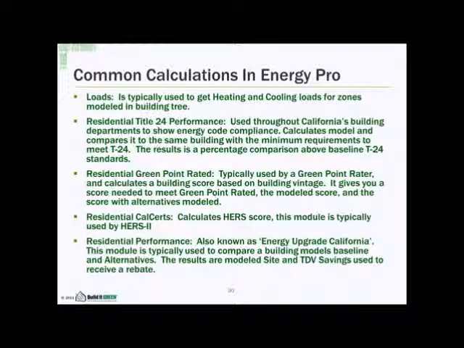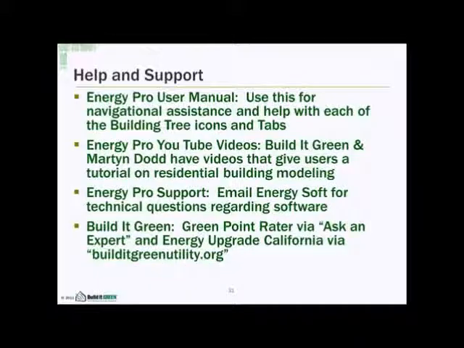Upgrade California. So these modules are typically used to model a baseline or your building tree with the alternatives, the improvements. And you get a site or TDV savings, and you use that to get your rebate based on that percentage. Help and support: Energy Pro user manual, Energy Pro YouTube videos from Build It Green and Martin Dodd.